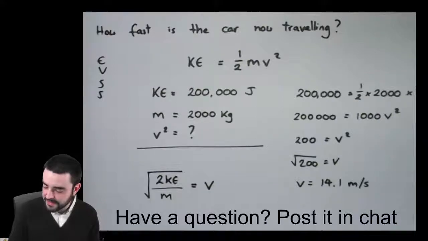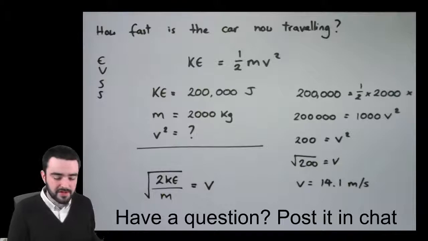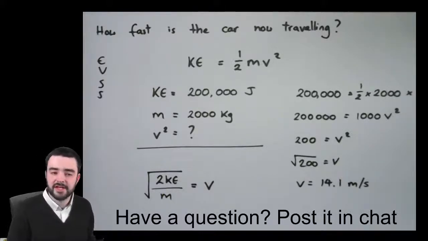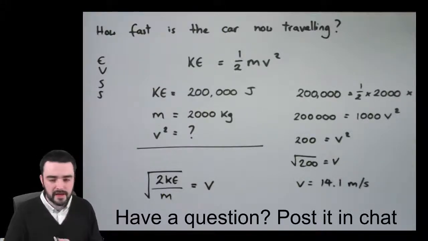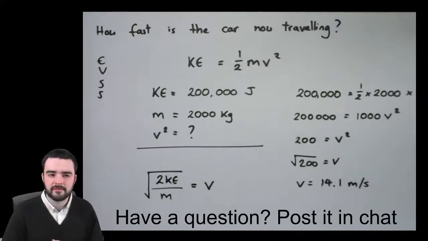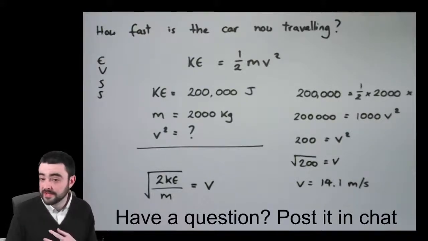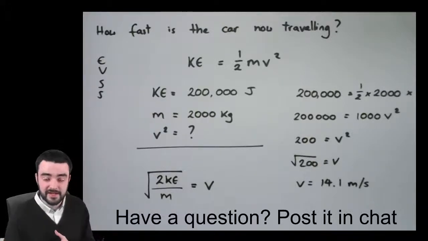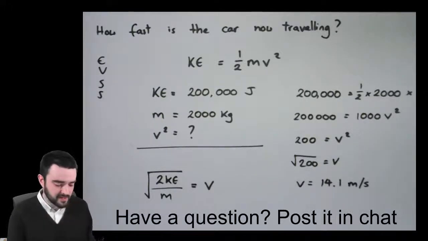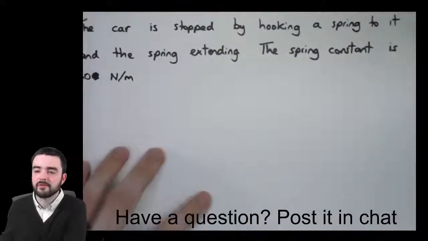So how fast is the car travelling now? 14.1 meters per second. Okay. Now, this last part of the question requires a bit of a stretch of the imagination. So in my sort of fake world in which this is acting, I'm now stopping this car from travelling by hooking a spring onto the back of it and letting it extend. So I'm transferring that energy from kinetic energy into elastic potential. So it's a bit ridiculous, but equally, that's what I'm going with.